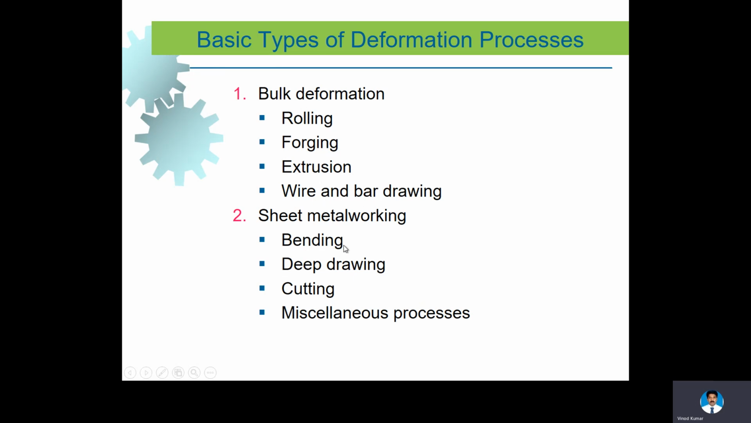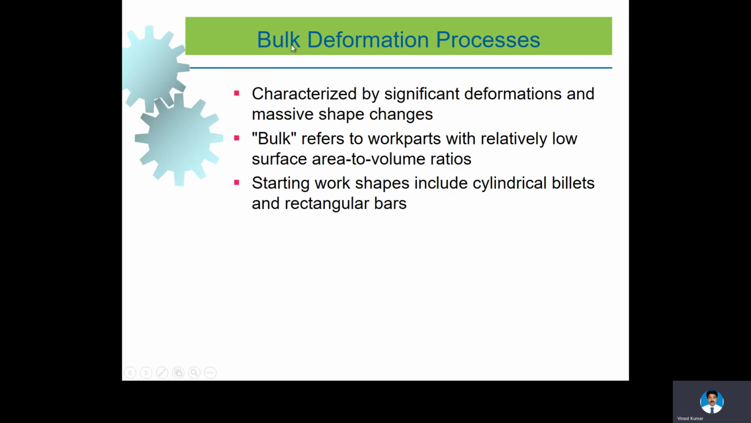Bending uses both compression and tension. And you could see here some operations like cutting, etc. They use shear stress. So bulk deformation means very large, significant deformation takes place in the process. We are going to discuss them one by one. Sheet metal work means bending and similar operations, which will also be discussed after this. So bulk deformation is significant deformation produced.